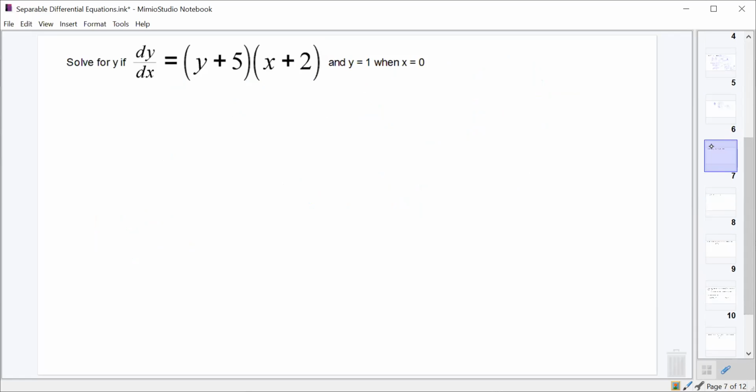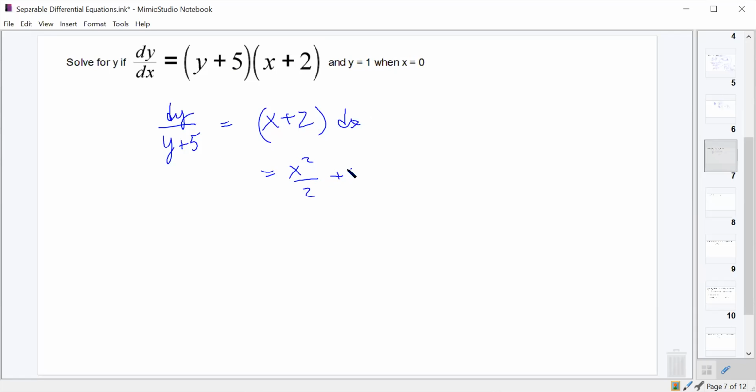So let's separate the variables here. We got dy/dx equals (y plus 5) times (x plus 2). That should give us dy over (y plus 5) equals (x plus 2) dx. Good or no? Good. Okay.